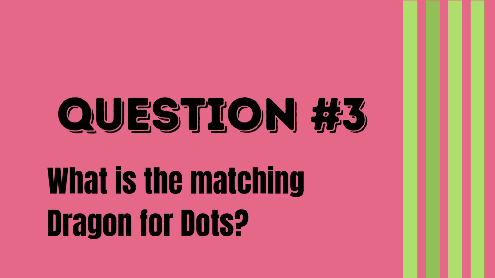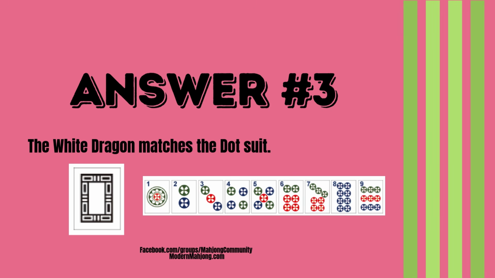What is the matching dragon for dots? So when you look at the 3 suits, each suit has a matching dragon. For dots, the matching dragon is the white dragon, which we all usually call soap. The white dragon, we're going to find out later, also has another function.